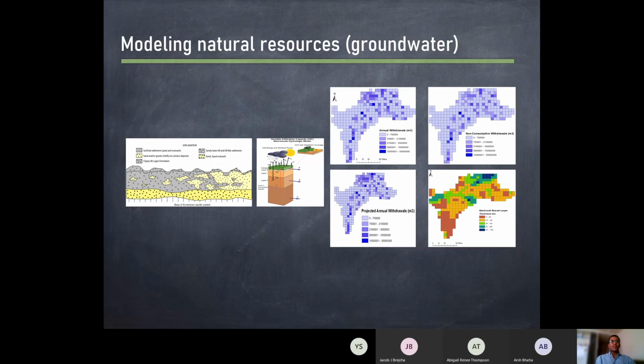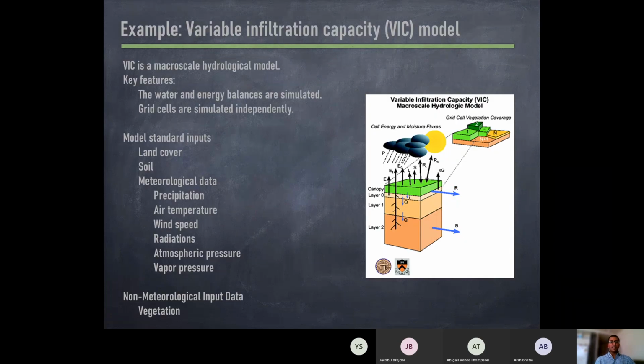Okay. So now I'm going to give you a specific example of modeling, and how we start modeling a natural system. What are the processes, and how do you end up? What are the results we can get from this modeling system? So this specific model is the Variable Infiltration Capacity model. This is a macro scale hydrological model. By macro scale, I mean this is a large scale model. It usually works well with watershed scale.